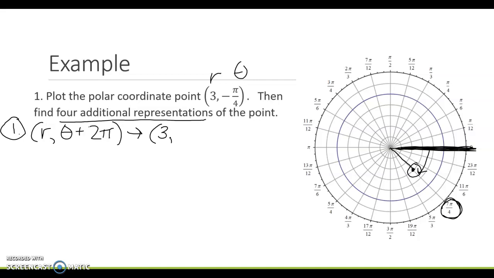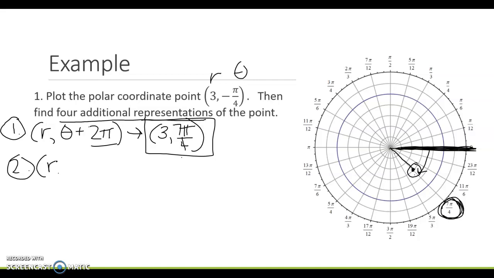So I'm going to keep 3 the same. If I take negative pi over 4 and I add 2 pi to it, I get 7 pi over 4. So 3, 7 pi over 4 is the same point as what I just graphed here, which makes sense. I went 3 units towards 7 pi over 4. Okay? Let's look at another one.